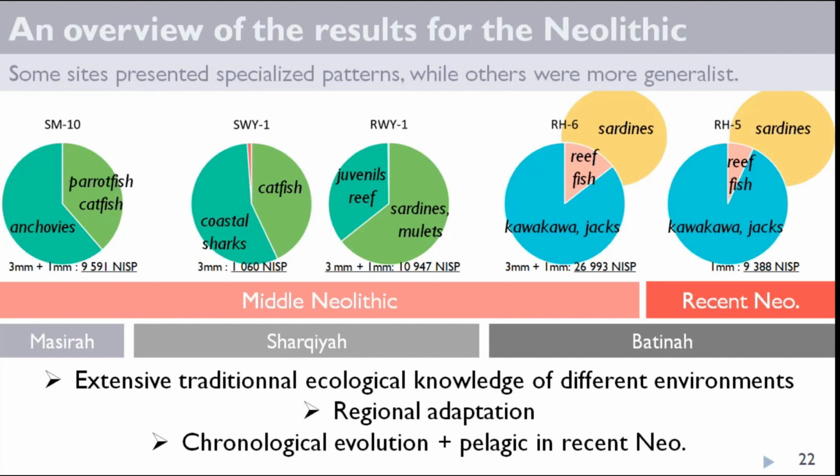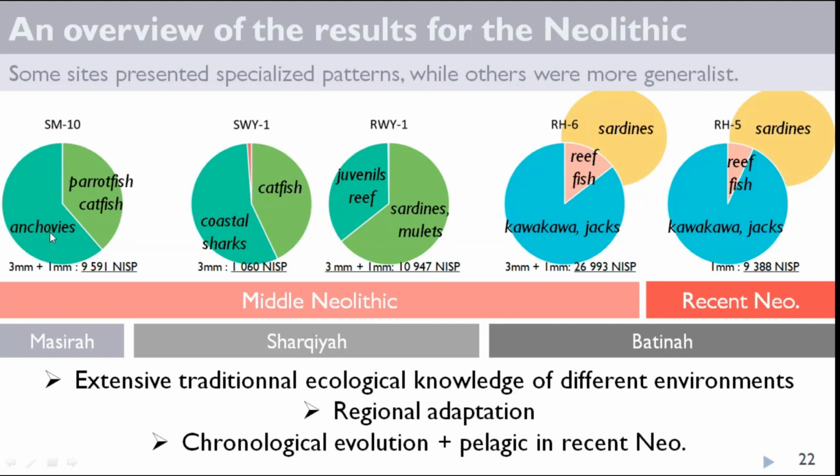So it's a very generalistic result. And as you can see, some sites present a very specialized pattern. For example, all the sites in green are very specific to mangrove and lagoon exploitation, and others are more generalistic. Here I put the sardine because it was a sampling from the 1 millimeter material. We are going to see again about Ras al-Hamra that in this case it's a more generalistic exploitation. Even if all the sites exploited lagoon and mangrove, different kinds of species were targeted.